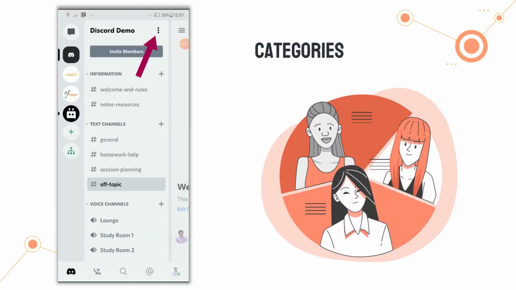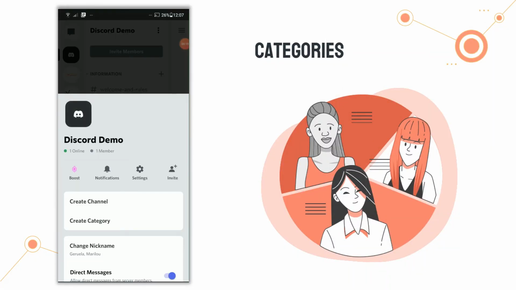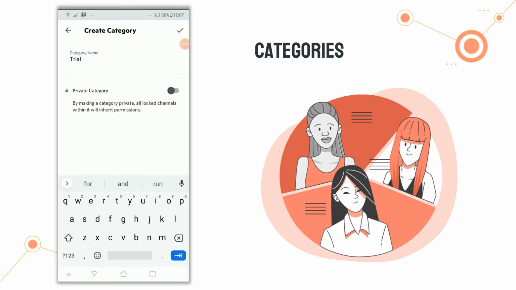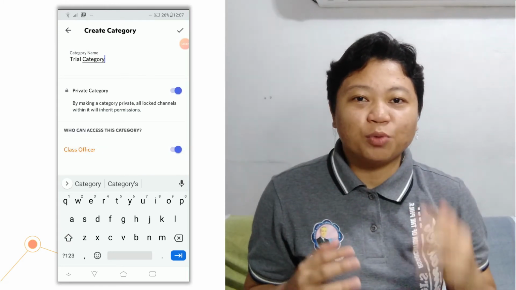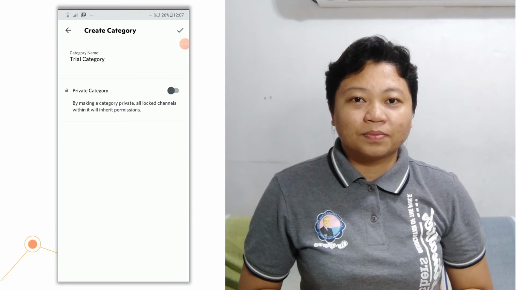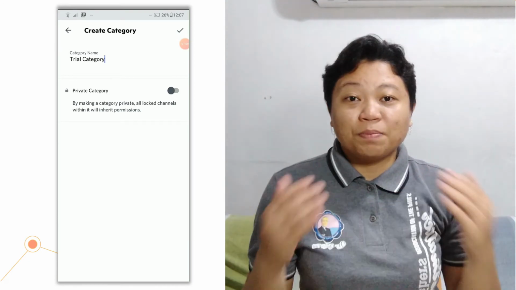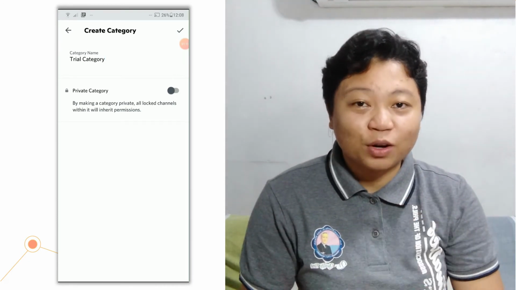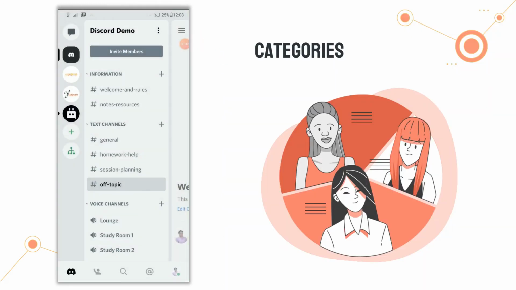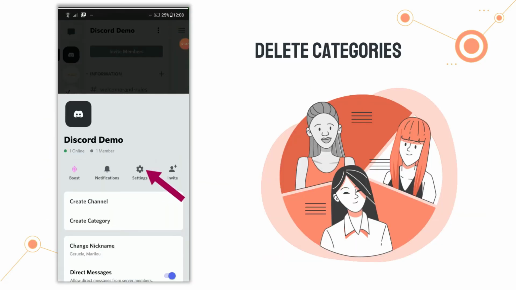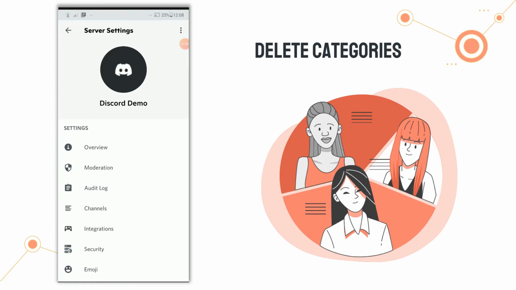That's by creating categories and channels. Go to the three dots across the server's name, select Create Category. Name your category. If you select a private category, you must specify which role has access. Let's keep it public. It means that everyone in my server will have access to it. Then, tap the check icon above to save. You can delete your categories and channels on the Channels tab. This can be found on the setting of your server.